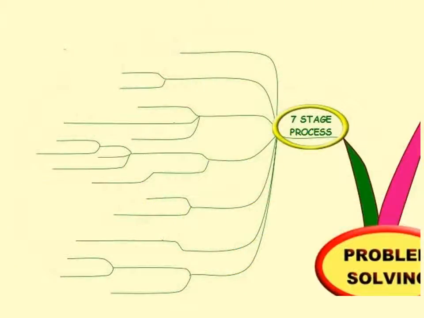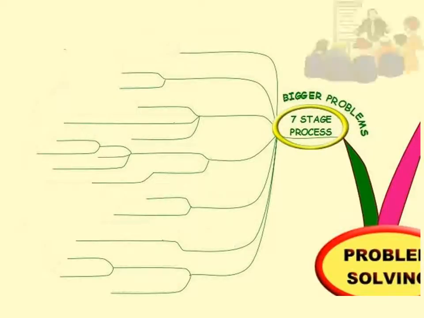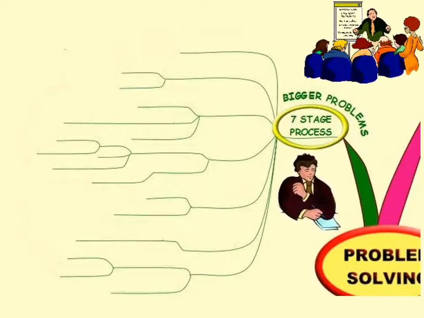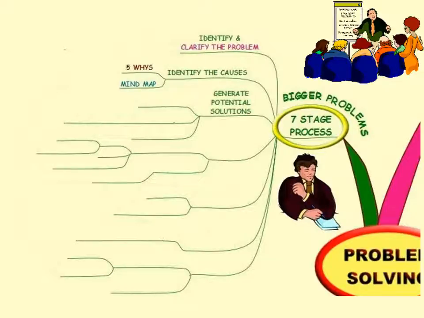Let's begin then by looking at the 7-stage process for dealing with bigger problems. This you can use as a group activity or as an individual activity. The first stage is to identify and clarify the problem, and another branch of this map will look at this. The next stage is to identify the causes of the problem. This can be done by using the 5 whys or the mind map methods, which again will be looked at on this map.